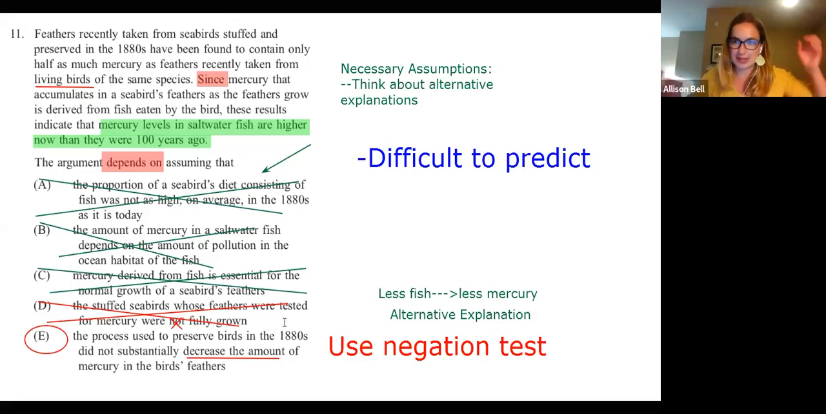Necessary assumptions can kind of come from anywhere. There are often many of them that are needed in order to build an argument. It's often not worthwhile to try to predict exactly what we think the answer is going to be and then hunt for it, because more than likely we're not going to see the thing that we thought of, because the LSAT writers will just have thought of something different from us. So instead, you want to get comfortable recognizing what an alternative explanation looks like and using the negation test so that you'll know whether an answer choice is valid or not.